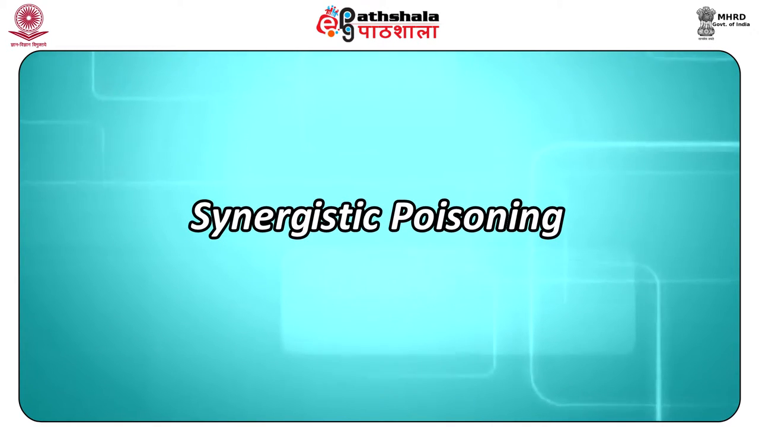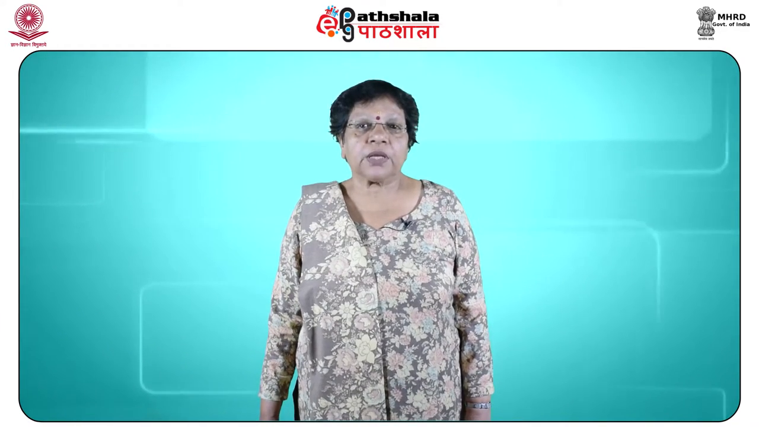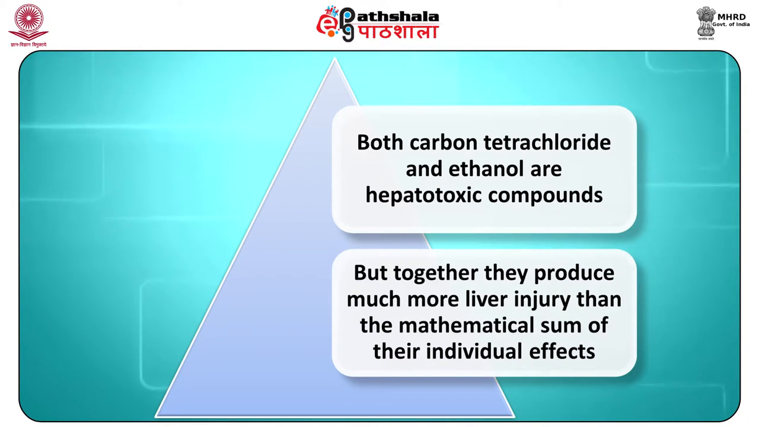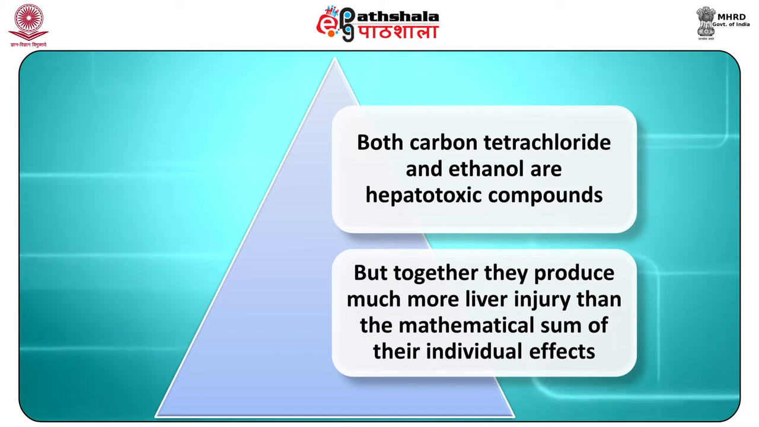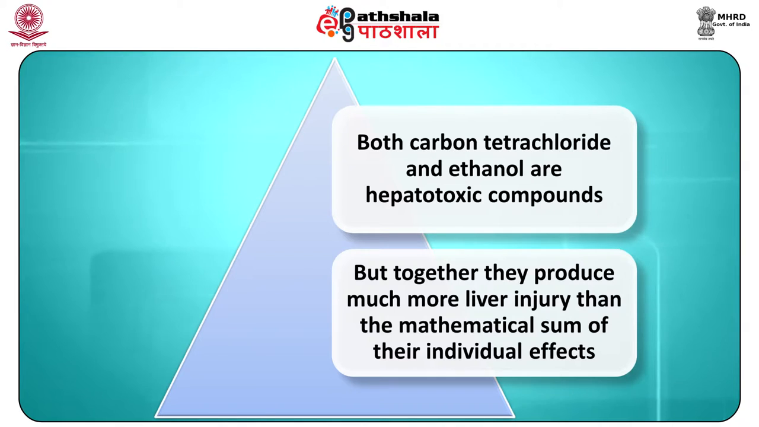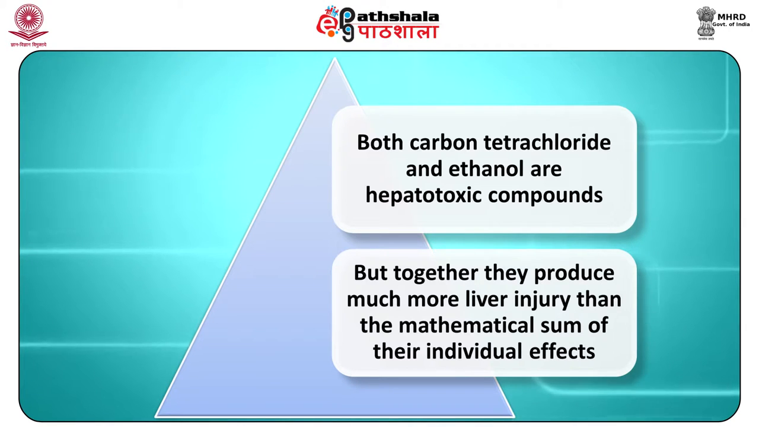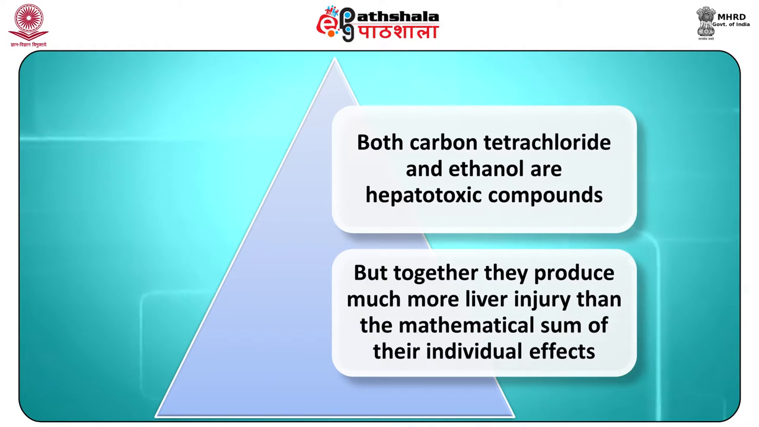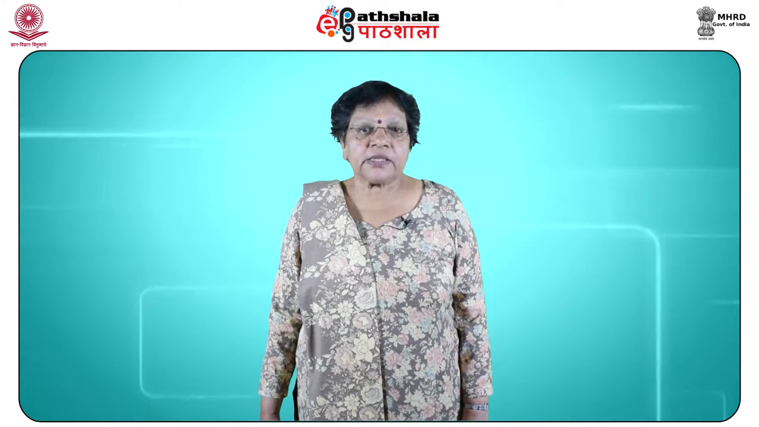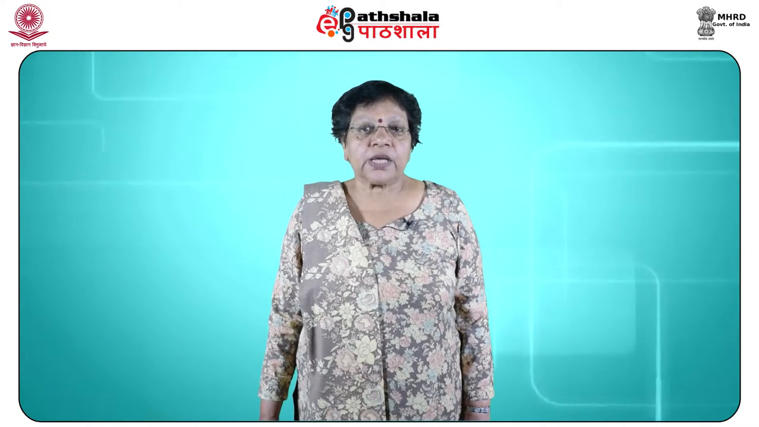Let's study synergistic poisoning. A synergistic effect occurs when the collective effect of two chemicals is much greater than the sum of the effects of each agent given alone. For example, both carbon tetrachloride and ethanol are hepatotoxic compounds, but together they produce much more liver injury than the mathematical sum of their individual effects on a liver at a given dose would suggest. Barbiturates have a synergistic effect with ethanol and antihistamines. Ethanol has a synergistic effect with benzodiazepines.